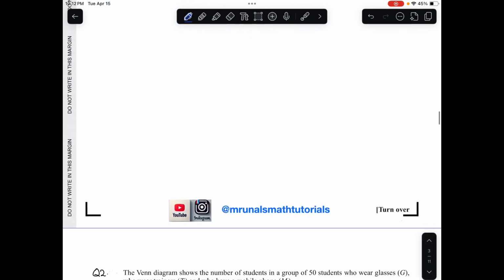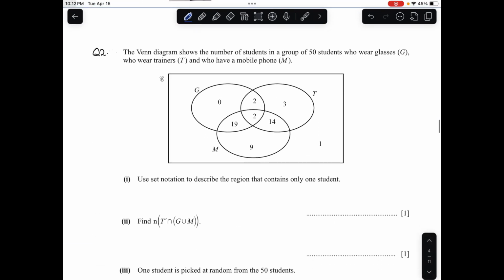Alright. Let's move on. I'm going to revise a little bit of Venn diagrams as well, because mostly probability and Venn diagrams come together in the exam. So what do we have here? The Venn diagram shows the number of students in a group of 50 students who wear glasses, who wear trainers and who have mobile phones.